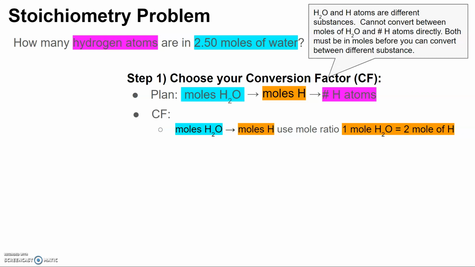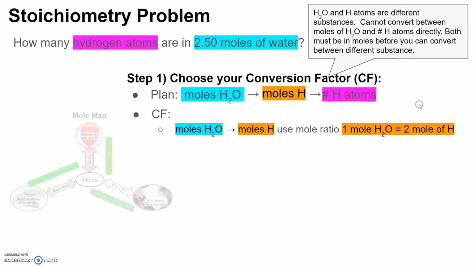And in this case, since this is involving a molecule, not a chemical reaction, we would use the subscript. So remember that one water molecule contains 2 moles of hydrogen because of that subscript 2 by the hydrogen. So that's our first conversion. Just convert from moles of water to moles of hydrogen in order for us to change from different substances.